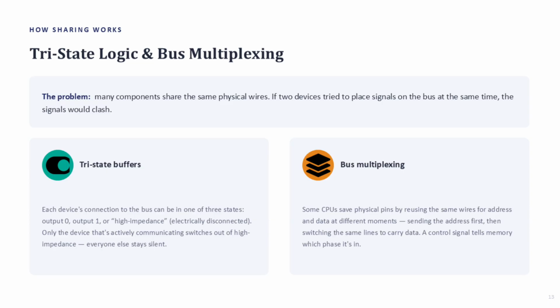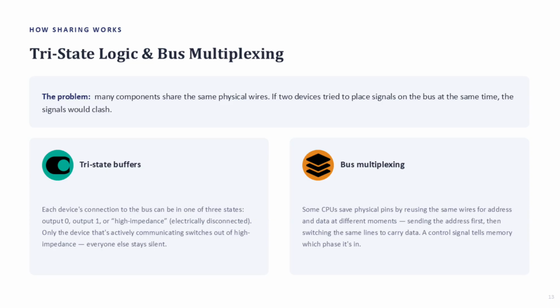Now let's move to the second concept on this slide, bus multiplexing. Suppose a processor has a limited number of physical pins. Wouldn't it be useful if the same wires could perform more than one job? That's exactly the idea behind bus multiplexing. Instead of having separate wires for addresses and data, some computer systems reuse the same physical lines. Here is how it works.